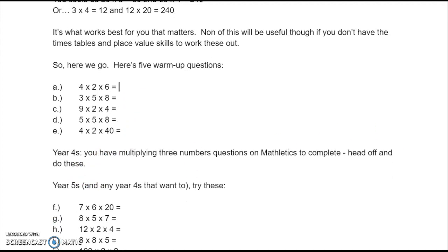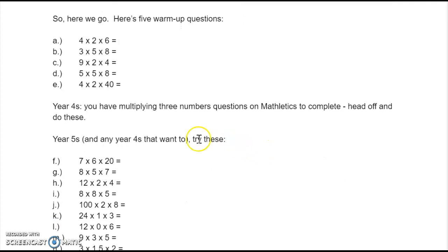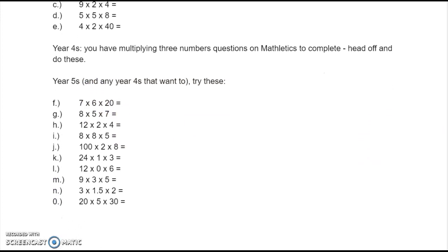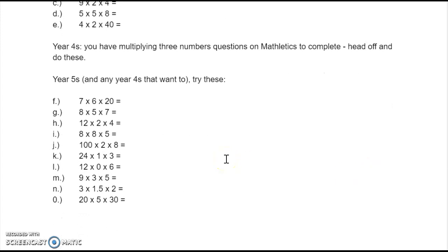Once you've done those, year 4s, you've got some multiplying three numbers questions on Mathletics to complete. So head off over there and do these, please. You can just turn in your document with these first 5 done, if that's all you want to do. Year 5s, and if any year 4s want to do these as well, I want you to have a go at these next 10 questions. You might need a whiteboard to help you out. You probably will need a whiteboard.